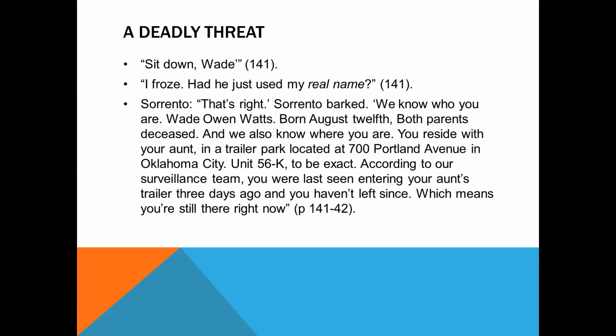And Sorrento recognizes his hesitation. And he says, that's right. We know who you are, Wade Owen Watts, born August 12th, both parents deceased. And we know where you are, residing with your aunt in a trailer park located at 700 Portland Avenue in Oklahoma City. According to our surveillance team, you were last seen entering your aunt's trailer 3 days ago and you haven't left since, which means you're still there right now.